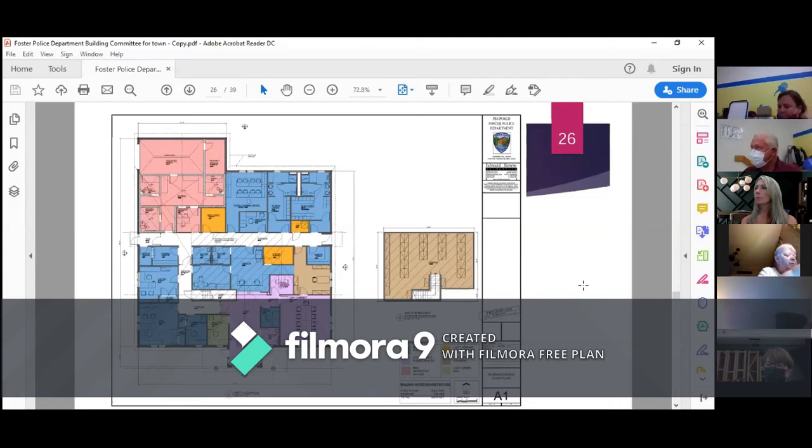So we've condensed the building to what we believe meets the mission statement: make it safe, make it secure, meet the current needs of Foster, and actually meet the future needs of Foster too, but easily expand on if we need to in the future. The attic storage space is a bonus 800 feet that we have up there for file storage and things that we can use.